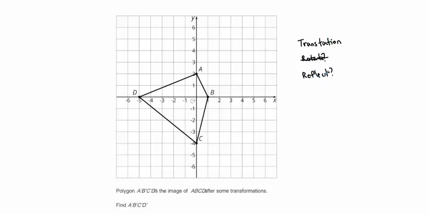Which comes first? Does it translate first or reflect first? Or does that even matter? Maybe it doesn't matter. Maybe it does. We'll see. But they might say, okay, it translates first. So we have first a translation and then a reflection. So what else do we need to know?